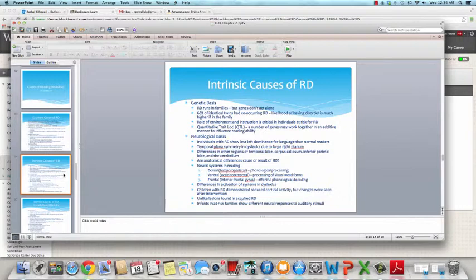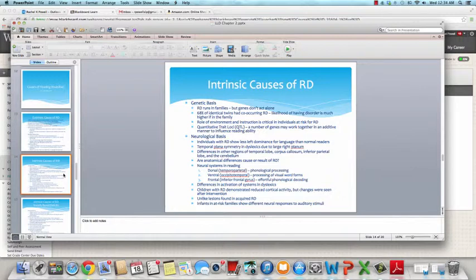So, intrinsic causes of reading disabilities. There are a lot of different theories out there about what causes a child to be reading disabled. And again, it's kind of a chicken or egg argument a lot of times. Which was first? Were these deficits there before they were born? Or did they acquire those deficits because they never learned how to read adequately? So we're going to discuss the different intrinsic differences in children with reading disabilities.